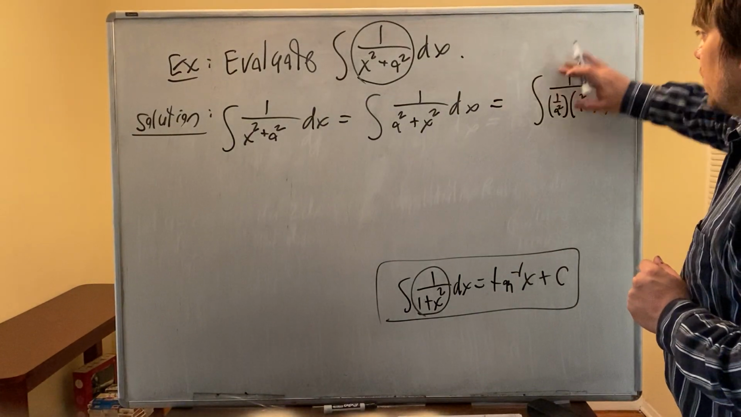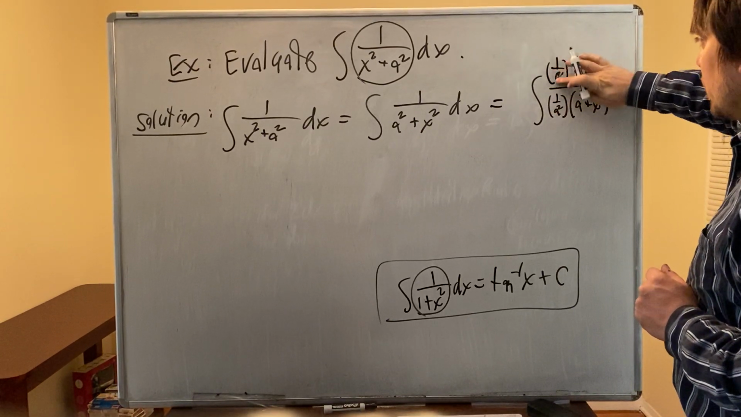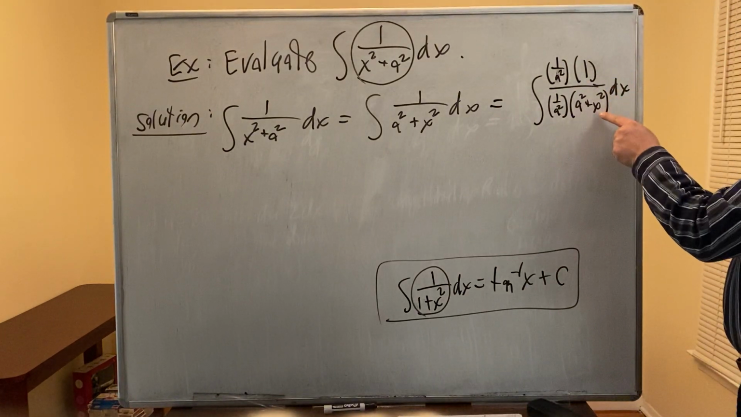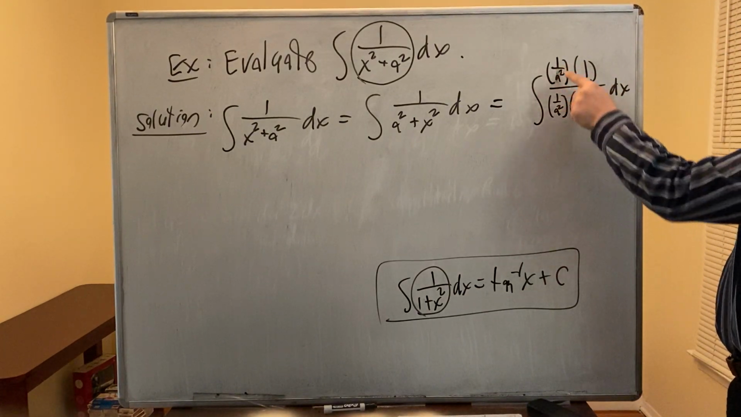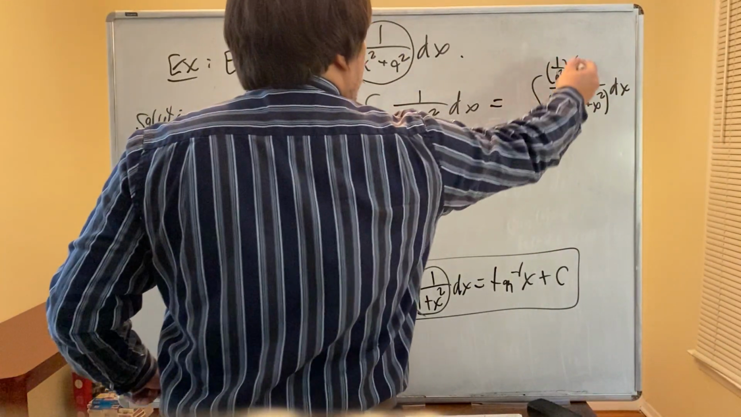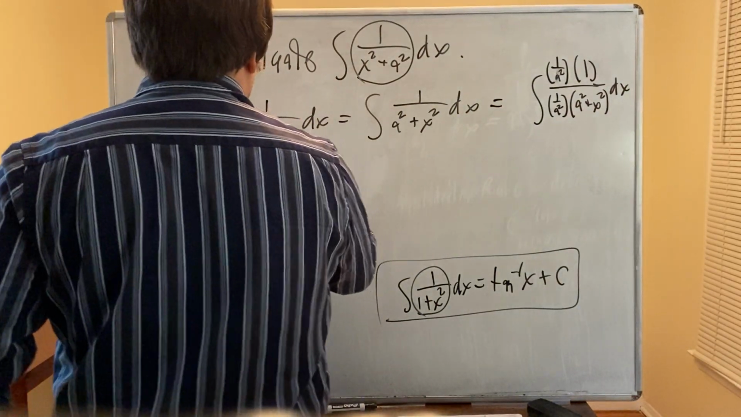Let me put it this way, that'll make it easier to see what I did. Here's the numerator, that's the denominator. I multiplied the numerator and denominator by 1 over a squared, and so it's still equal. Now I'm going to take this 1 over a squared and move it in front. So this is 1 over a squared times the integral of 1 over.